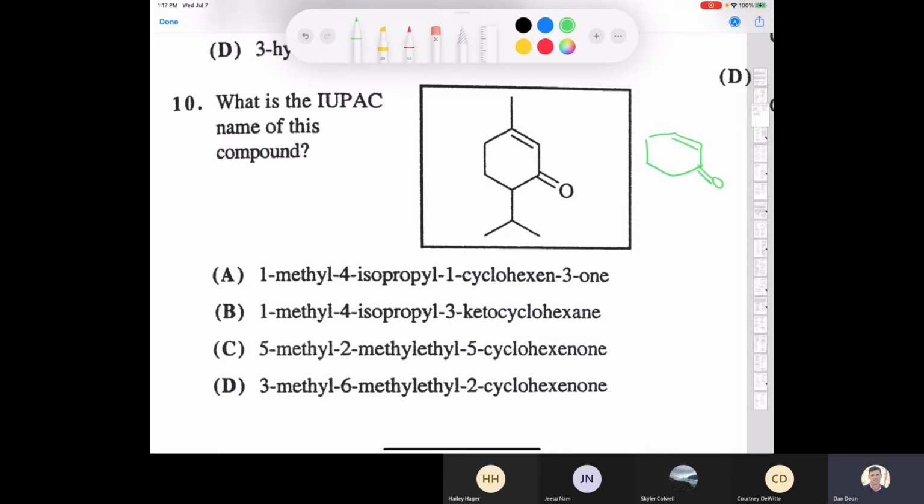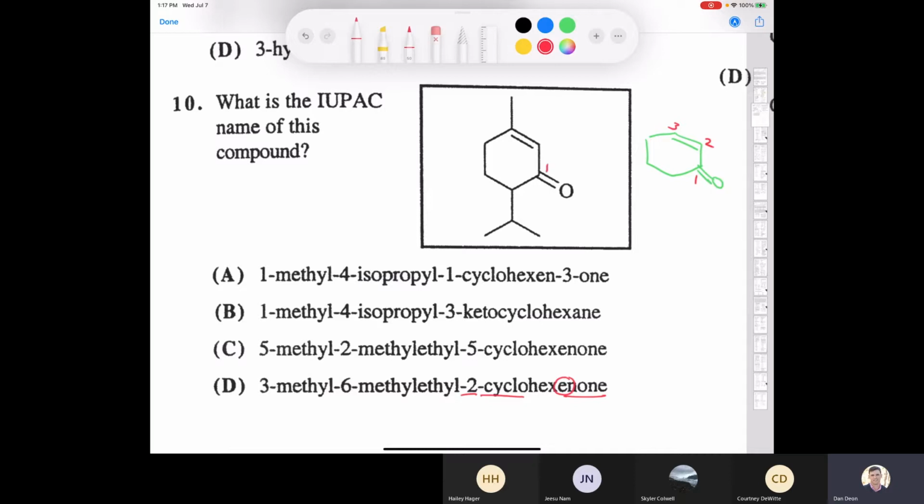But since we put the double bond here, we want to give that double bond the lowest possible number. We assume that this is carbon number 1, or a carbonyl carbon. So we have 1, 2, 3. So this is a 2-cyclohexenone, right? It's a 2-cyclohexenone because we have cyclohexanone, but then we have cyclohexenone over here, and this locant represents where that double bond is, right?